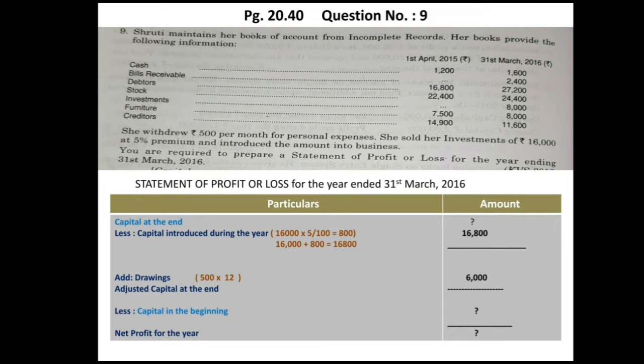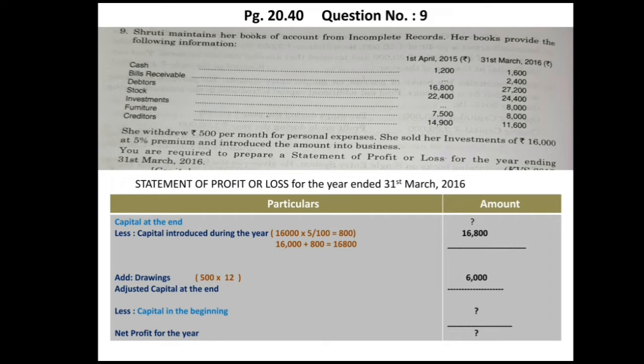This problem is taken from your textbook, page number 20.40, question number 9. Shruti maintains her book of accounts from incomplete records. Her books provide the following information. Some items are given in front of you, and you can see two dates, that is 1st April 2015 and 31st March 2016. Next, below this information, you can see additional information given. She withdrew rupees 500 per month for personal expenses.